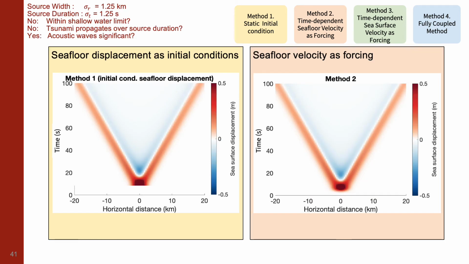Method 1 and 2 are in good agreement to each other when both use seafloor information as either an initial condition or forcing. Method 1 uses final seafloor displacement as an initial condition in the tsunami simulation. Method 2 uses time-dependent seafloor velocity as forcing in the tsunami simulation. However, neither of these solutions is actually correct, as we show next.